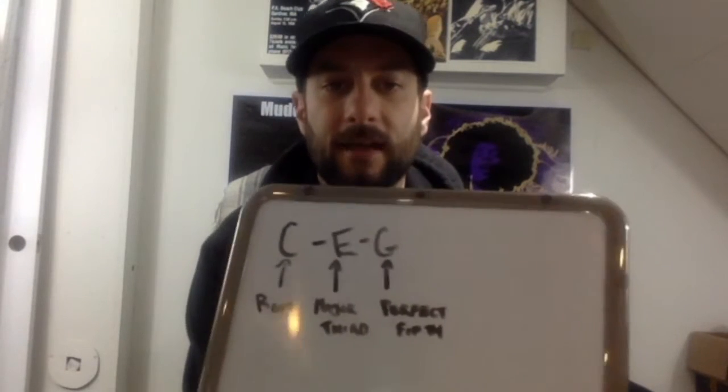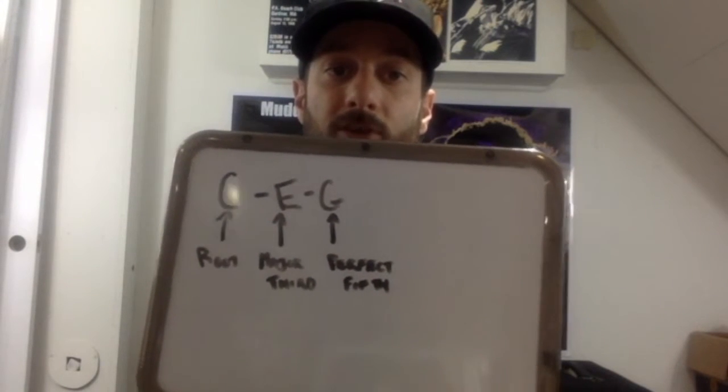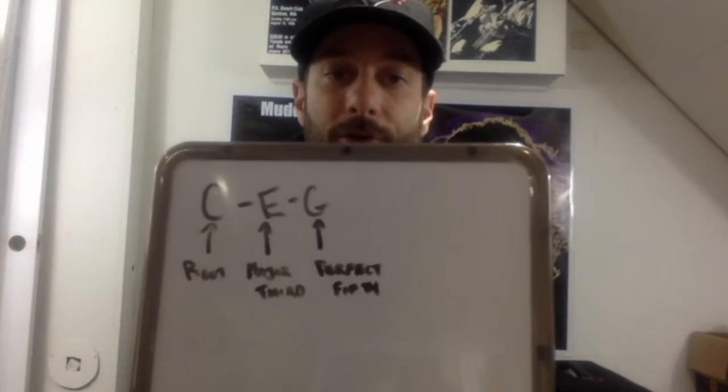So C, E, and G: we have the root, the major third, and the perfect fifth. So that's the formula, so to speak, to put together a major chord: you take a root, a major third, and a perfect fifth. You get a major triad.